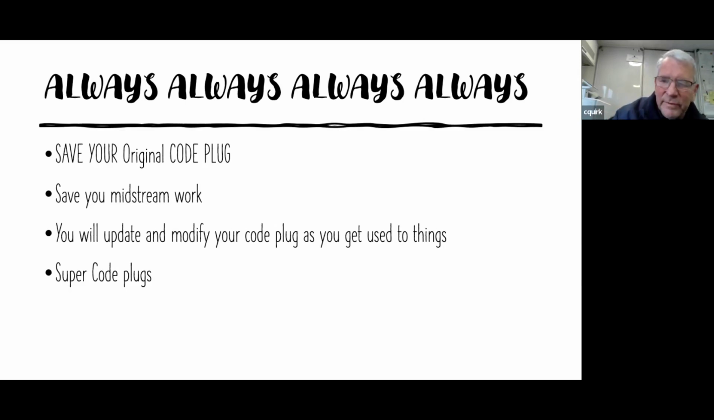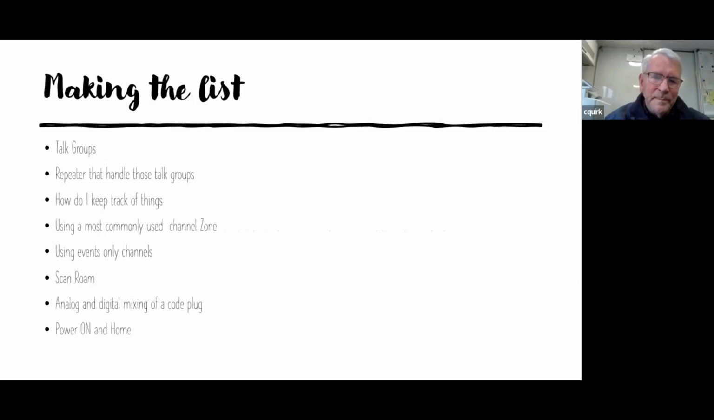And I'll show you zones and everything here in a few minutes. So you want to make the list, and we'll talk about this. We'll talk about talk groups, those repeaters that handle those talk groups. How do I keep track of things? Using a most commonly used channel or zone. Using events-only channels or zones. And then scan roam. What's that all about?